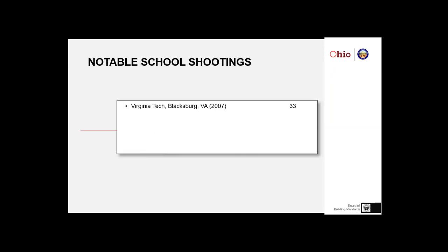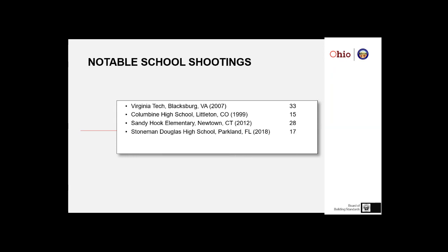And now, unfortunately, it seems to be more and more that we have school shootings. Virginia Tech, 2007, 33 people lost. Columbine High School, Littleton, Colorado, 15 people lost. Sandy Hook Elementary, Newtown, Connecticut, 28 children. Stoneman Douglas High School in Parkland, Florida, just a few years ago, we lost 17. Santa Fe High School, Santa Fe, Texas, we lost 10. Red Lake High School in Red Lake, Minnesota, we lost 10.